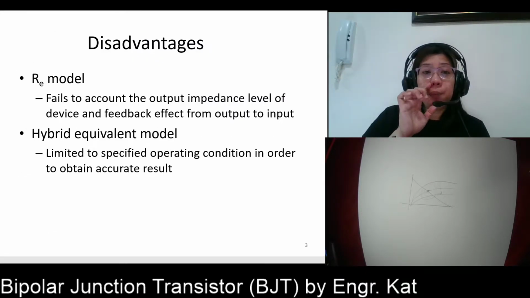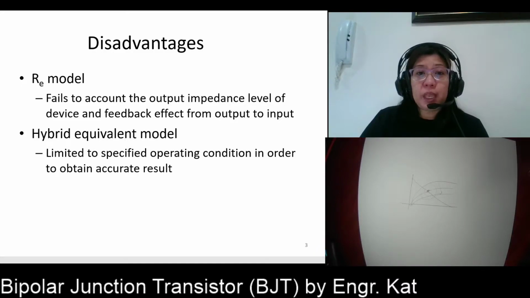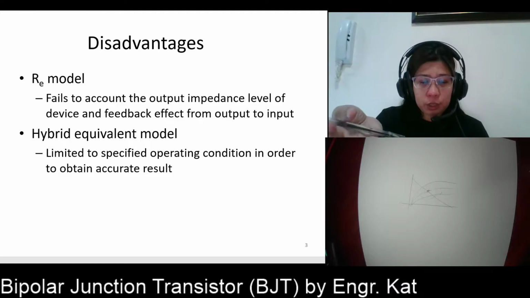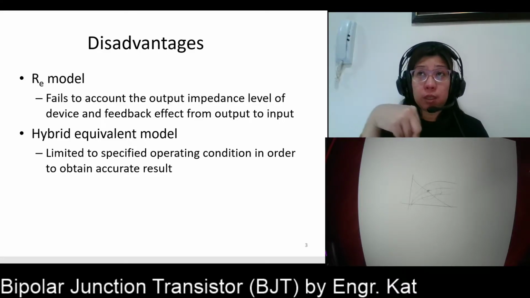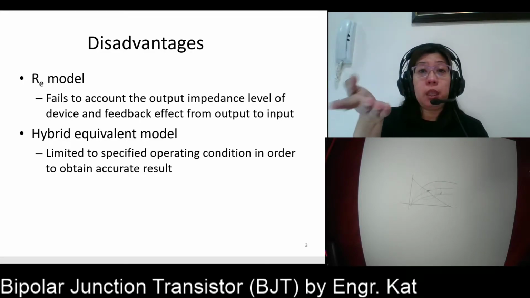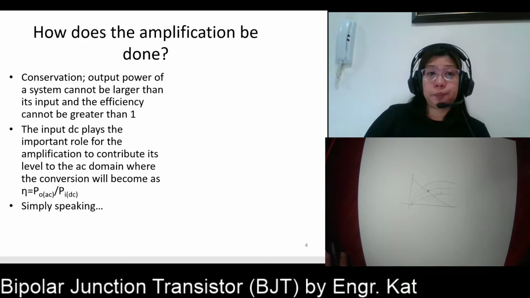So the re model disadvantages. This fails to account for the output impedance level of a device and the feedback effect from output to input. While the hybrid equivalent model is limited to specified operating conditions in order to obtain an accurate result. Usually in the re model, we make use of several computations, okay? While in the hybrid equivalent model, those computed values are already given through the specification sheets of the transistor. But anyway, we will be dealing with that as we go on with our discussion.